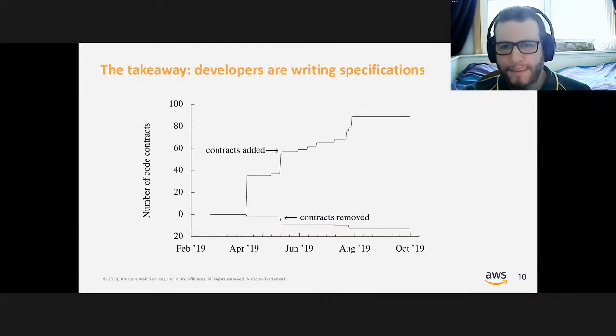So the takeaway is developers are writing specifications, and your verification engagement may be very different. You may be using different tools. You may be talking with different developers, but this, to my mind, is what you should focus on. How to get inside the social process of the developer so they want to write the specification.